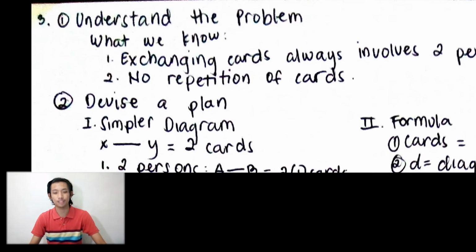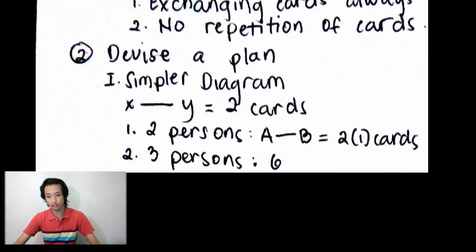Step 2. Devise a plan. The method that I use is making a simpler diagram. I started with 2 persons up to 5 persons to determine a pattern of card exchange. The persons are labeled with letters. The exchange of cards is labeled as the line that connects the 2 letters. These lines show all the possible ways of card exchange between each person.